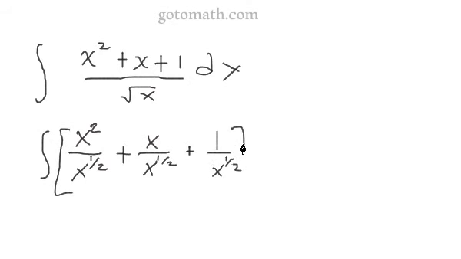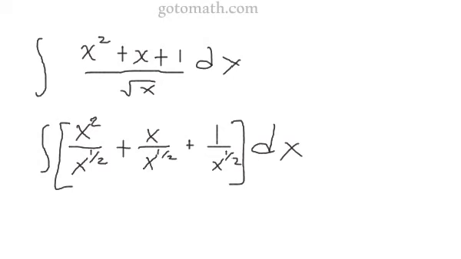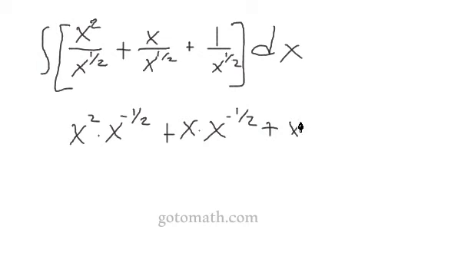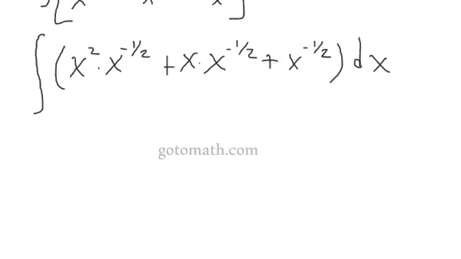Let's put some brackets around everything. I could have put parentheses, it doesn't matter. And then of course we have dx. So we're still rewriting this before we can actually do an integration. We're going to bring that to the top. So this is x squared times x to the negative a half, plus x times x to the negative a half, and then plus x to the negative a half. Let's put parentheses around everything, a dx here and the integral there.